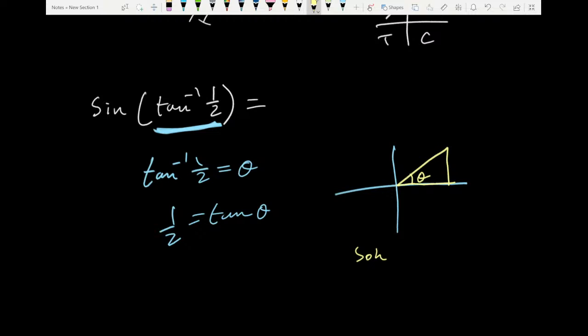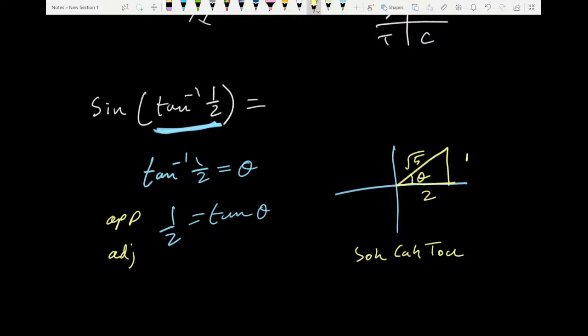Now we use SOHCAHTOA. For the SOHCAHTOA, this tells us opposite over adjacent. So opposite would be 1, adjacent would be 2. And we could figure out this missing hypotenuse. In this case, the missing hypotenuse would be square root of 5.